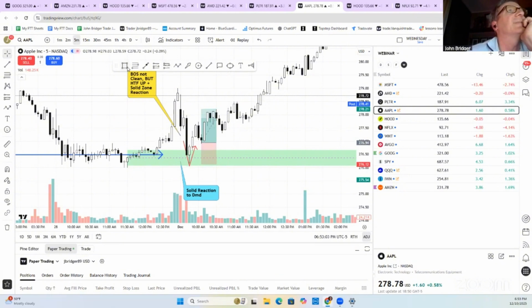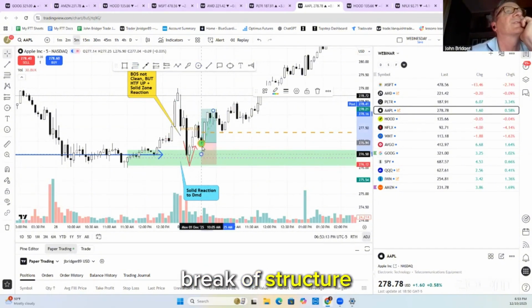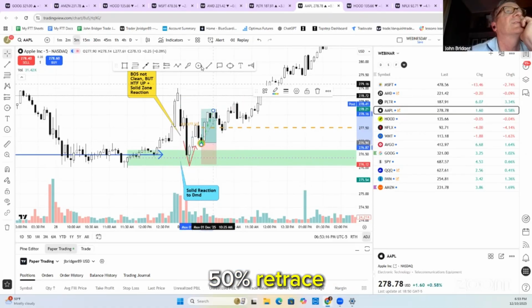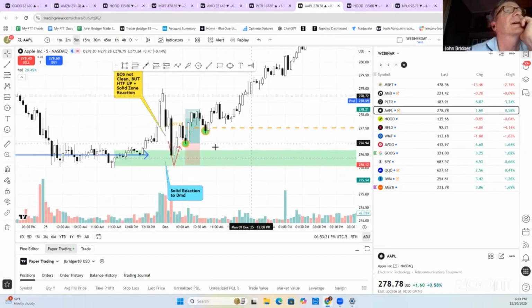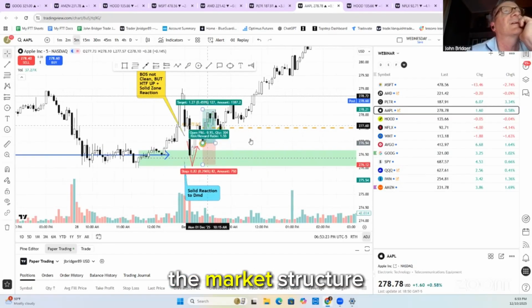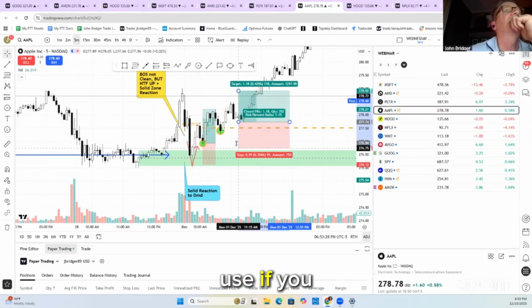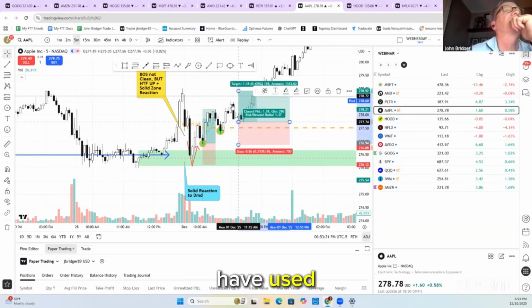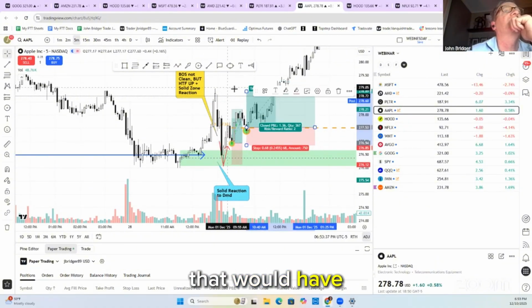Let's see if we got it. Yep, you got a 50% retrace on that low. Got a clean break of structure here, right? Another 50% retrace low here. This is a little bit more of playing it out, but you see the market structure is pretty clean here. You could have gotten in on a retrace here. If you want to use a more conservative stop, you could have targeted this as your stop. That would have been your potential.